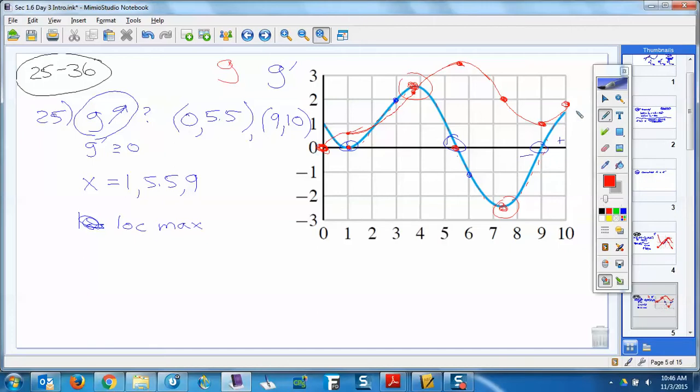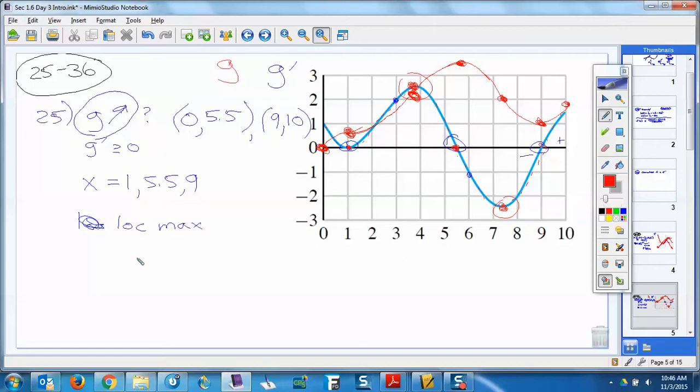So something that looks like that. Something that looks like that. So we've got a flat spot there. That's an important point. We've got an inflection point right there, which corresponds to that. We've got a max, which corresponds to that. Inflection point corresponds to that. Minimum corresponds to that. Okay? All right.